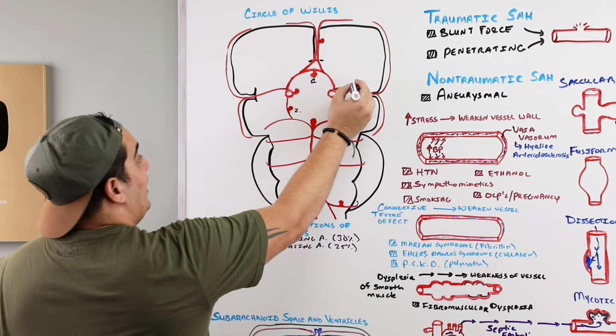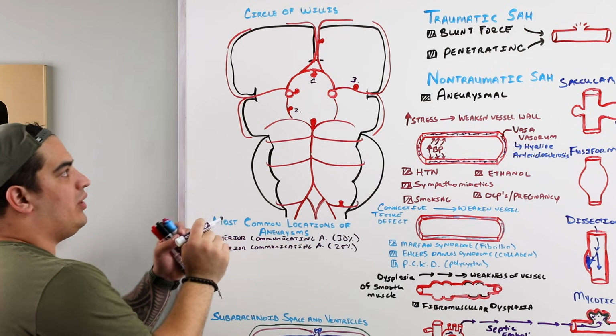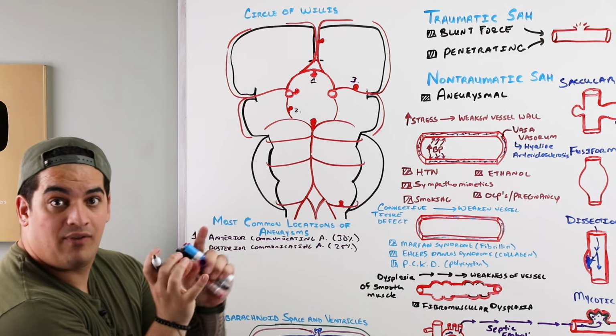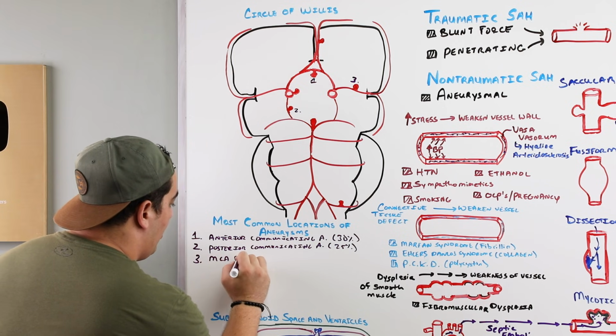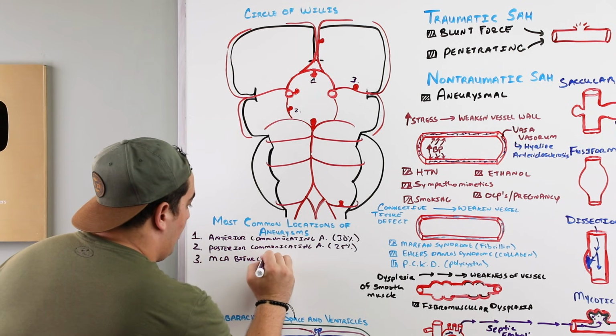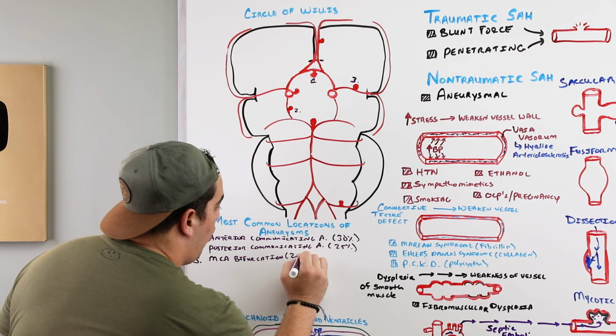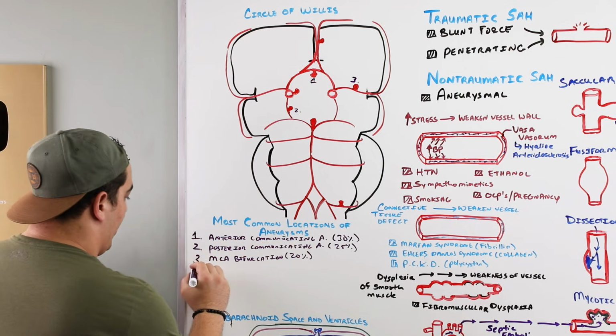The third one is the MCA, usually where it bifurcates. So wherever it bifurcates is a very high risk spot. So what's called the MCA bifurcation. This one accounts for approximately 20% of these cerebral aneurysms.